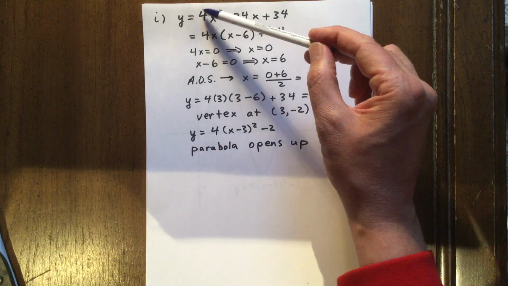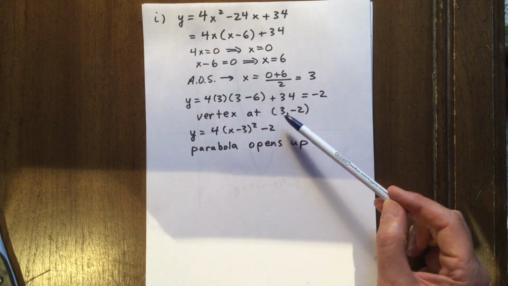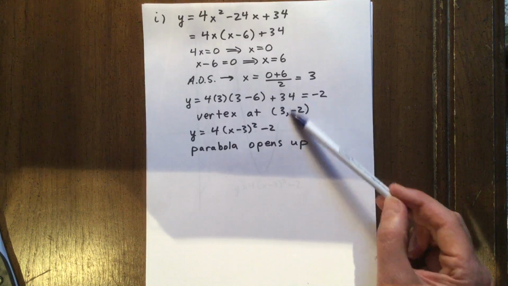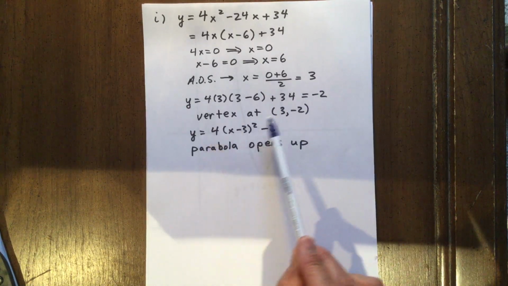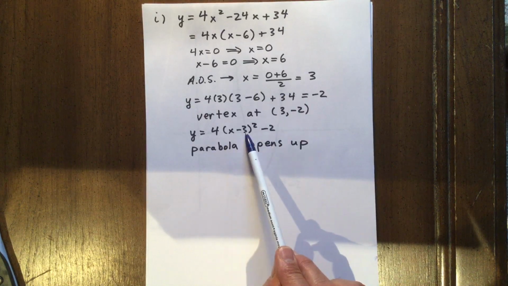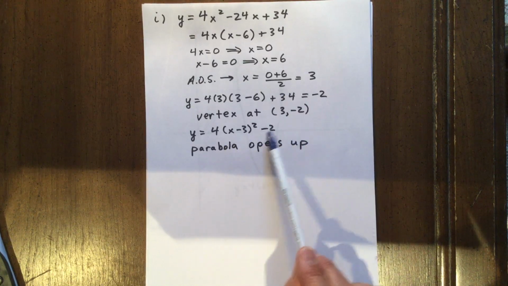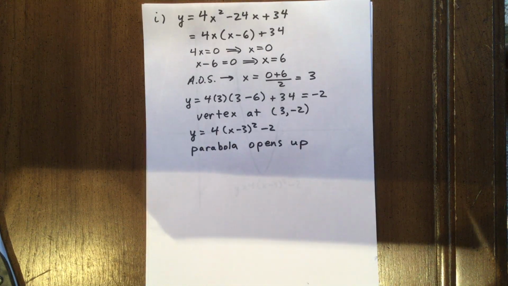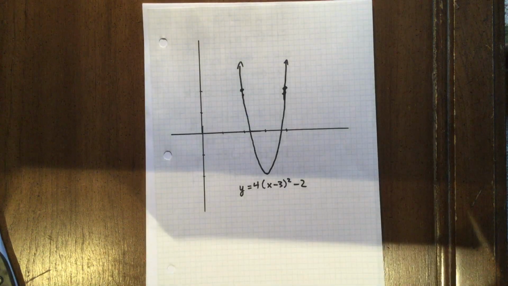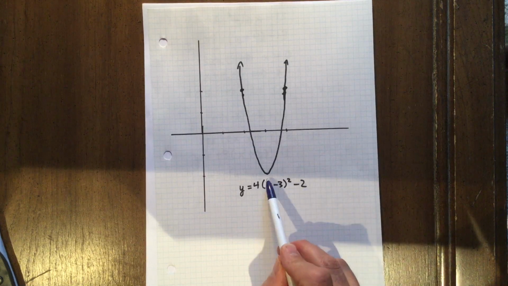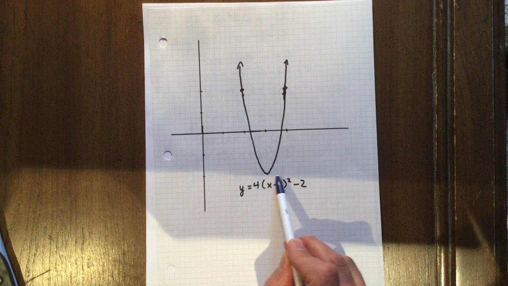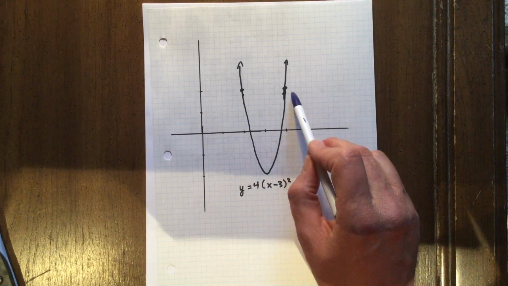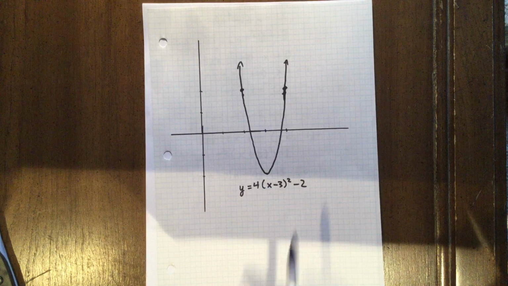So our lead coefficient is 4, and our x value of the vertex is 3, and our y value is negative 2. So we have a 4 in front. We change that sign when putting it in vertex form. We leave that sign the same, and the parabola opens up because the lead coefficient is positive. So then we go to graph it. We have a vertex at 3, negative 2, and when we move 1 unit to the right or 1 unit to the left of the vertex, we go up 4 units because that's the lead coefficient.